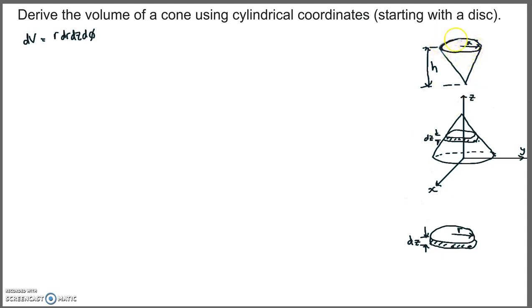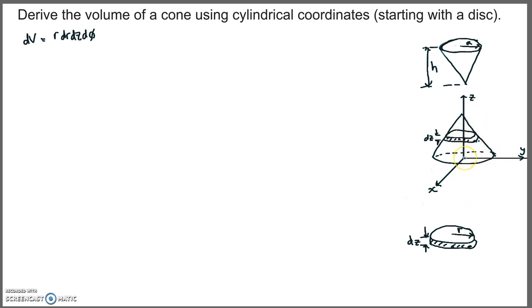The base of the cone is a circle that has a radius of a, and the height of the cone is h. If we were to take a thin slice perpendicular to the axis of the cone, we end up with a disk. That disk has a thickness that we will call dz and has a radius that we will call r. Now, depending on where you make the slice in the cone, if you make the slice at the top here, the radius is 0. If you make the slice at the bottom, the radius will be equal to a. So the radius of our disk depends on the height.